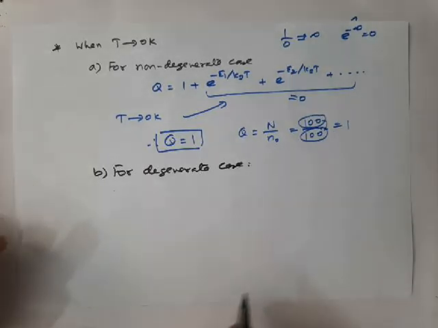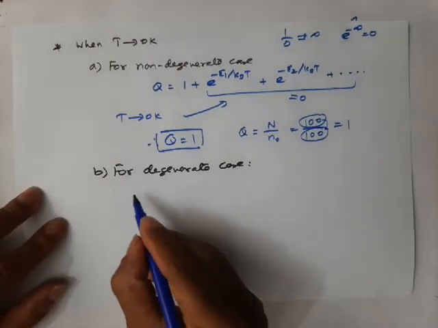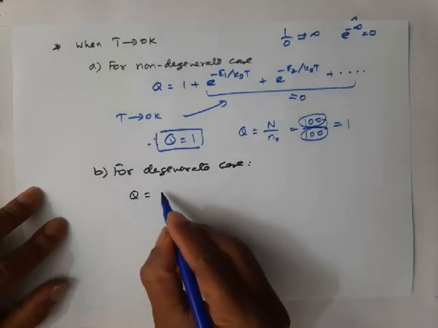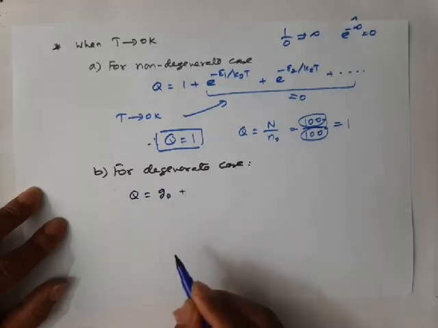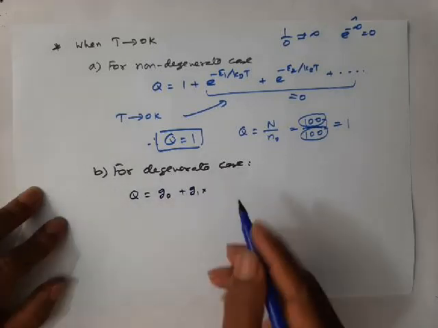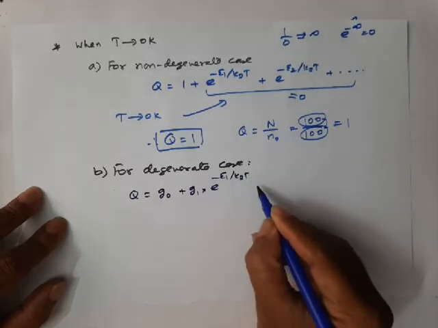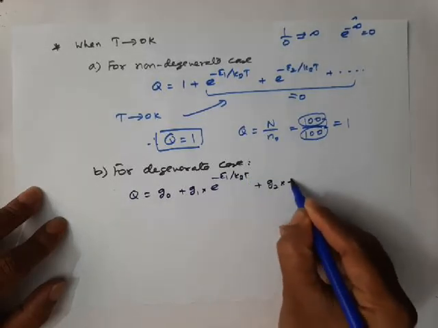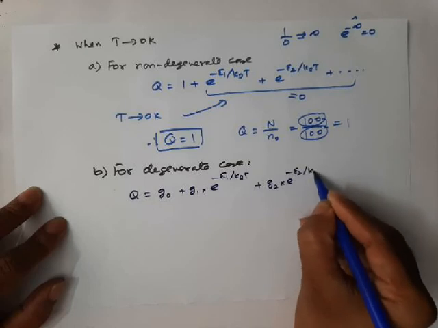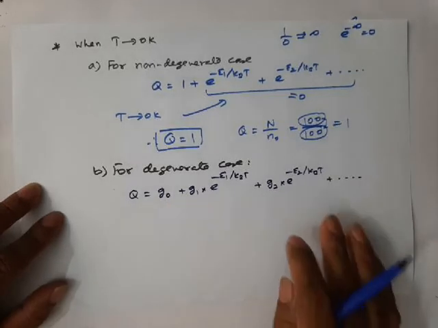For the degenerate case we can write Q is equal to g0, the degeneracy of the ground state, plus g1 into e power minus E1 by kBT plus g2 into e power minus E2 by kBT plus etc. Okay, this is how we expand.